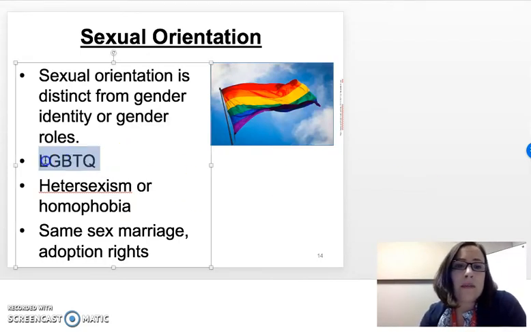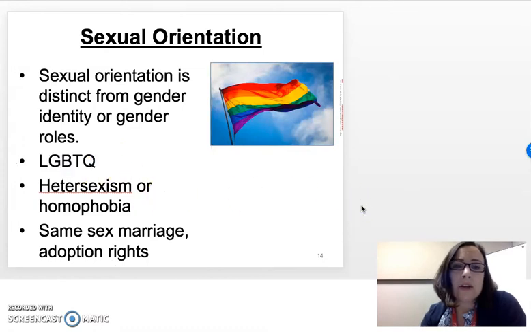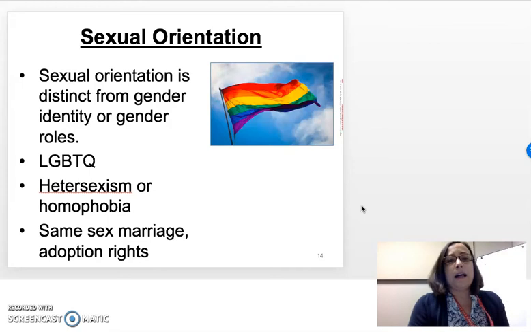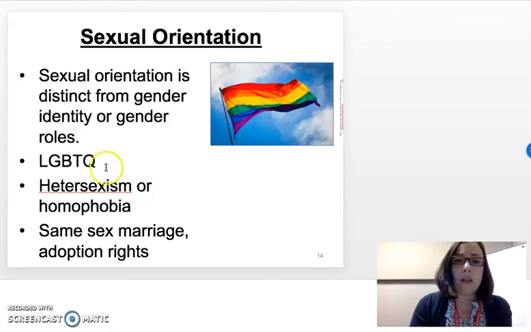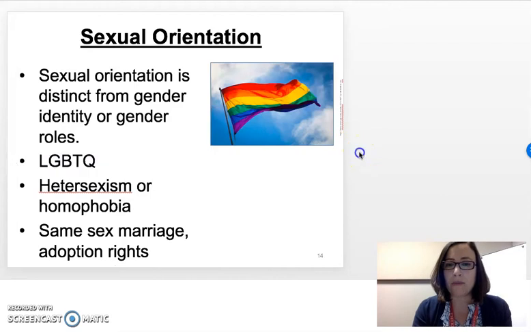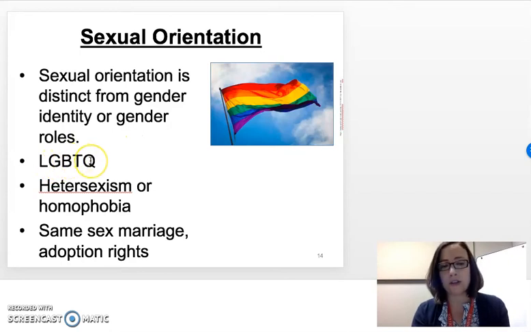Now, this acronym LGBTQ is a term that gets thrown around quite a bit when we're referring to members of this community who are not heterosexual. If you are heterosexual, of course, you are attracted to members of the opposite sex. If you are a member of the gay community, you will often receive this acronym right here, which is our short form for members of the lesbian, gay, bisexual, transgender, and queer or questioning community.